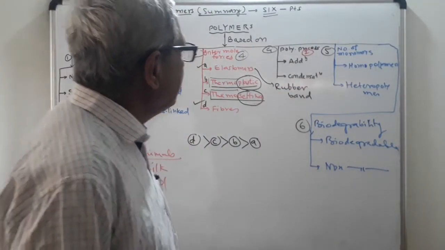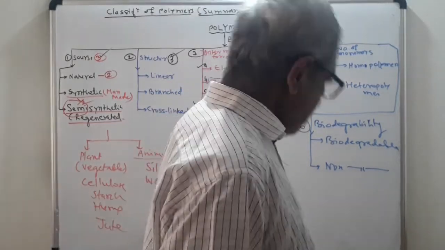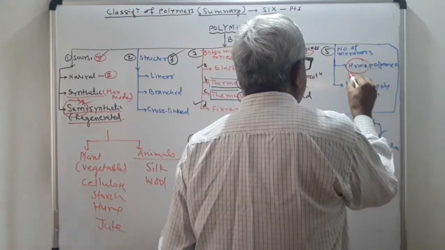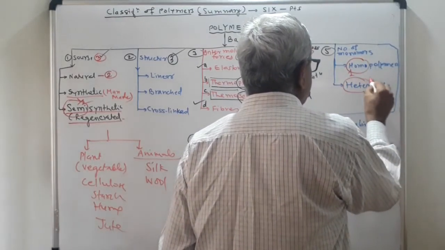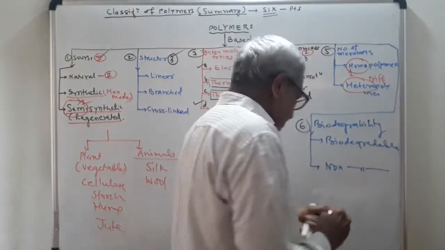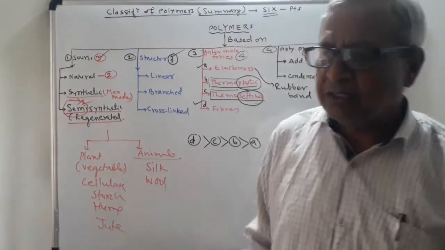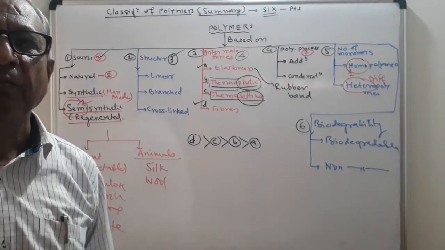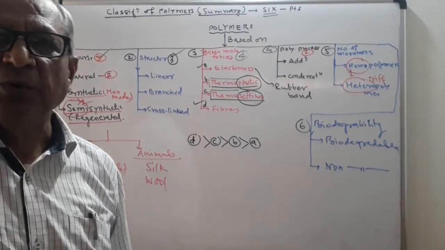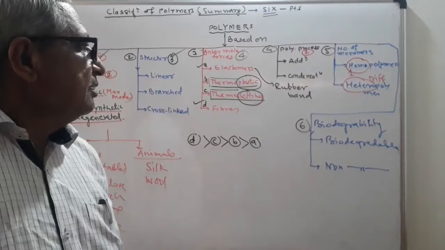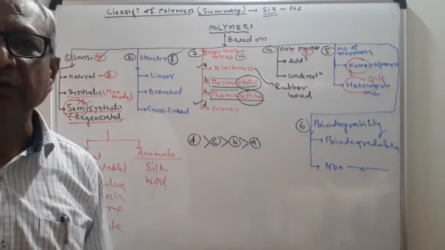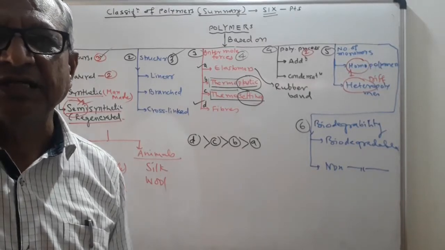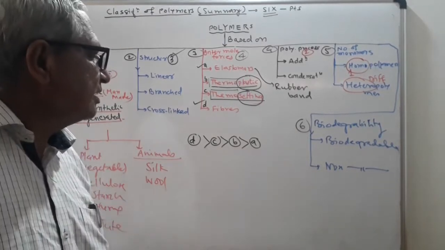Then point number 5, number of monomers. Homo indicates only one, single. Hetero indicates different. The polymer which is formed by the combination of only one type of monomer is called a homopolymer. Example here, polyethylene. It is formed by using only ethylene. Heteropolymer is formed by using 2 or more different monomers. Example, Nylon 6, Terylene. These are the examples.